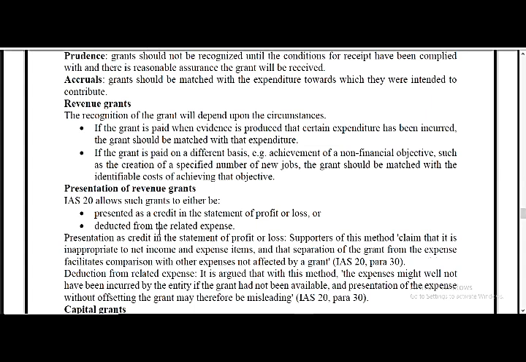So how should you present those revenue grants? IS 20 allows such grants to either be presented as a credit in the statement of profit or loss or deducted from related expenses. Now, what does it mean? See, you were talking in the previous meeting that you revalued for other purposes and all that. This is basically the cushion provided for these kinds of things. They are giving you two choices. One, presented as a credit in the statement of profit and loss, like you will be presenting it as other income, right? This is one way. The other way, they are saying, deduct it from the related expense. You have incurred that expense, you are receiving the grant.